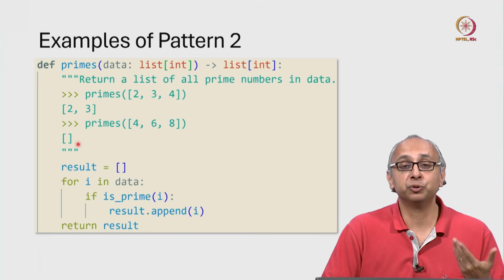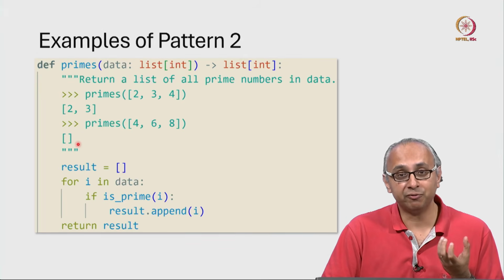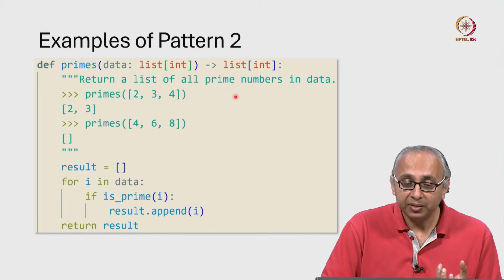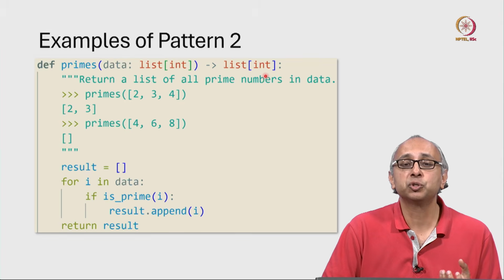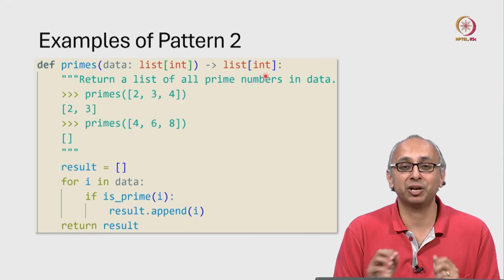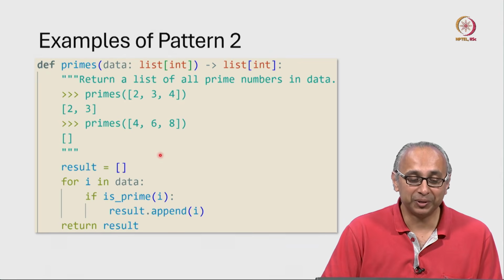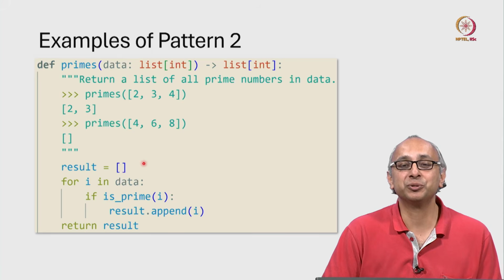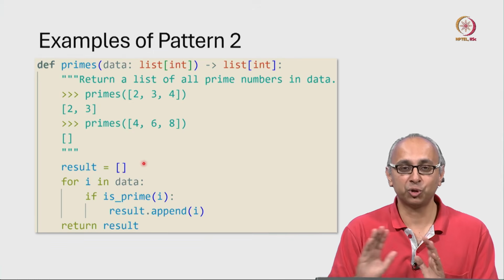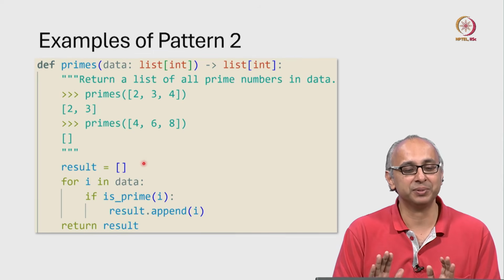Now, how do we use pattern 2? Well, we need a variable to accumulate the answer. The answer is a list, so what should we initialize our accumulator to? You can see that we have initialized it to the empty list. So far, we haven't seen any primes.